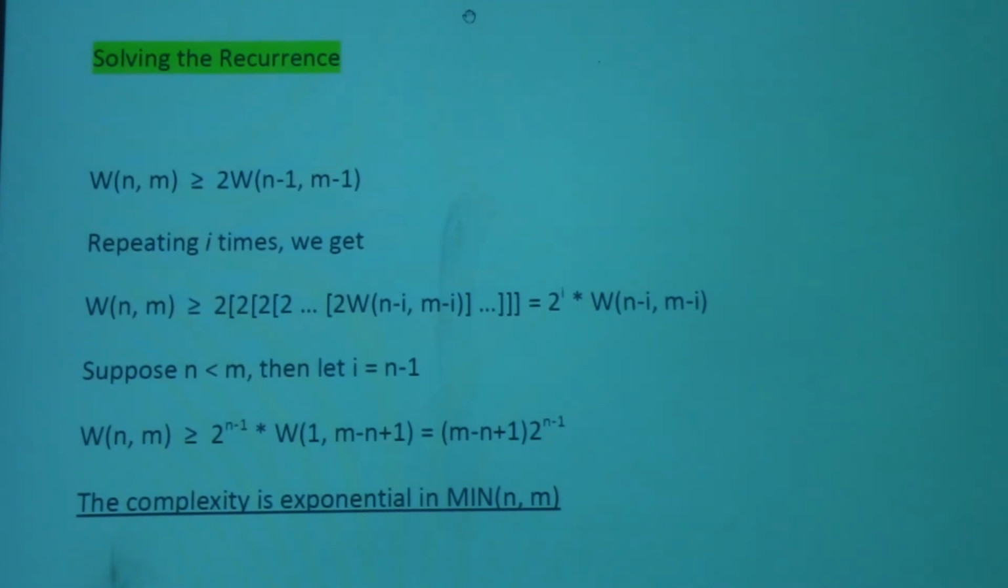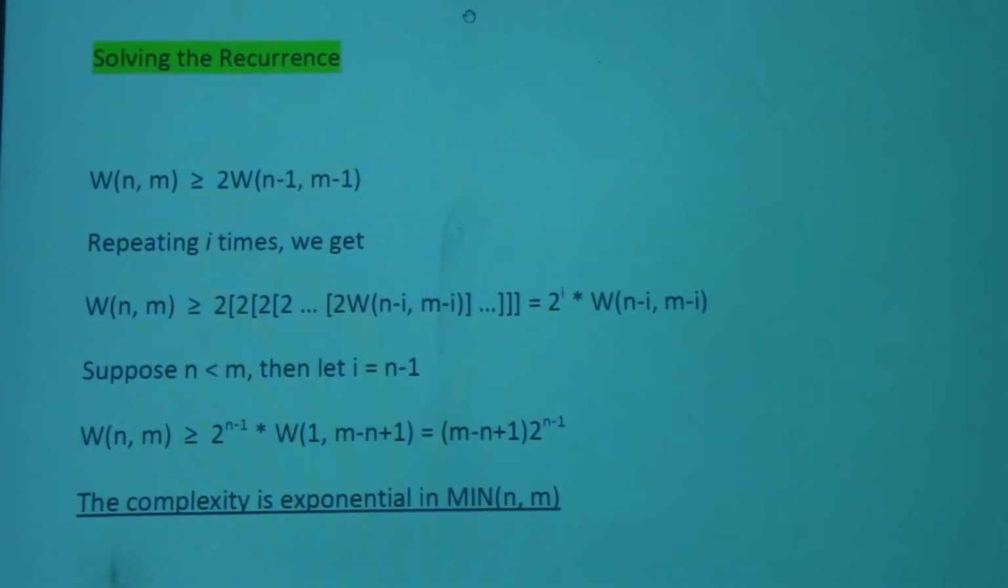Well, we could also say they're both the same, which is fine. If both the same, then we can still let i equal n minus 1. Right? Definitely, because then they're both going to go down to single. So we already know that w of 1 and something else is just going to be something else. So w of this is just going to be this times 2 to the n minus 1, which is exponential.